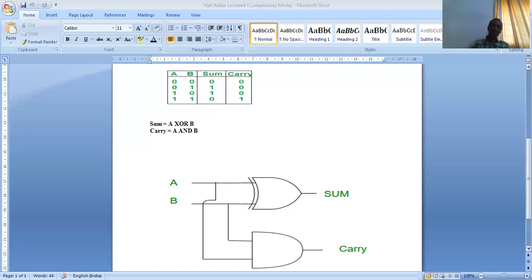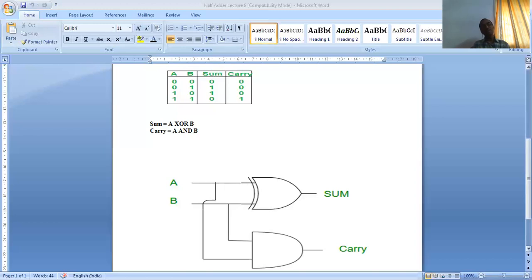Friends, to understand the full adder, you should go to the old SYBSC textbook. It is easily explained in that book. Once you understand the working of the half adder, you can understand the working of the full adder.